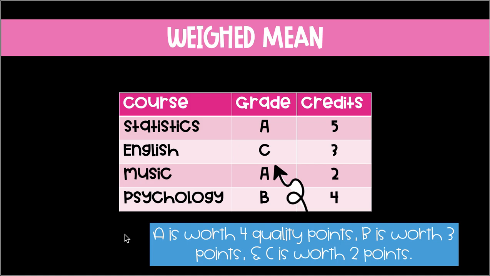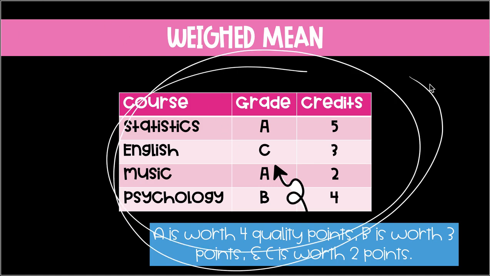Your question is going to give you the weights for each of the data values. You don't always have to use 4 for A, 3 for B, and 2 for C. Please read the instructions in your problem. This was already given to me.